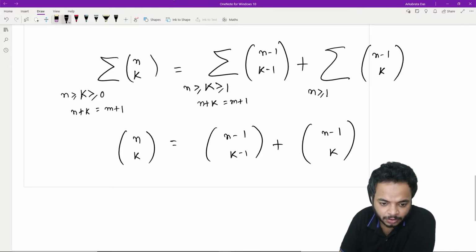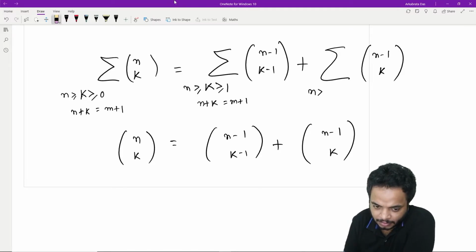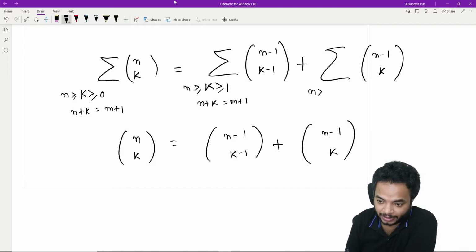Okay, so now here if you notice, this n minus 1 has to be greater than or equal to k. So it basically tells us that n has to be strictly greater than k. So n is strictly greater than k, and k would be greater than or equal to 0. So let's take k greater than or equal to 1 and take the 0 outside, and n plus k is equal to m plus 1.